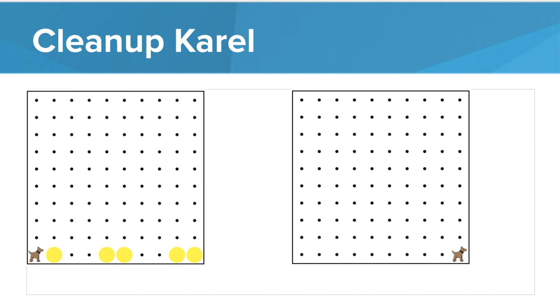We have Karel in the world on the left, in the bottom left corner facing east in front of a row of tennis balls. We don't know where the tennis balls are exactly, so what we want to do is have Karel go across the row and clean up all the tennis balls, ending up on the other side. Let's go write this program in our editor.